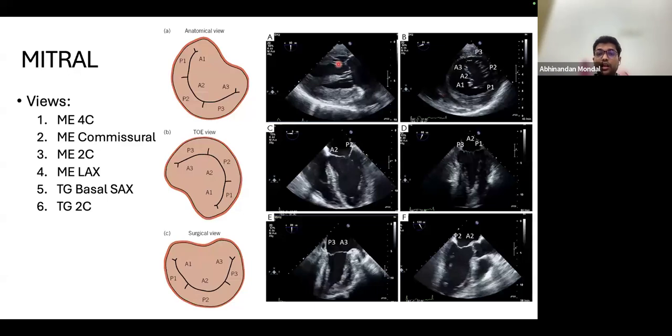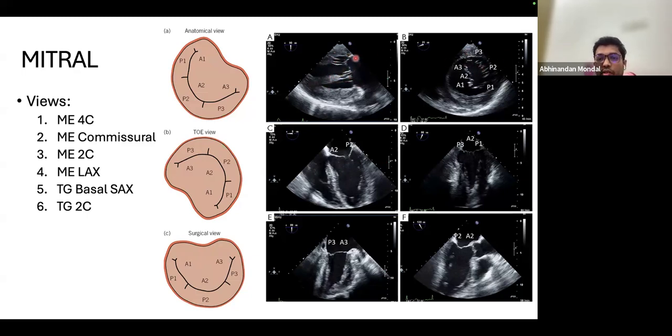Whenever you have to comment on any subvalvular apparatus, you have to remember that in all these views, the structure is actually parallel to the echo beam in some and perpendicular in others. That is why you can see the structures much better in this view. It is the transgastric two chamber view.